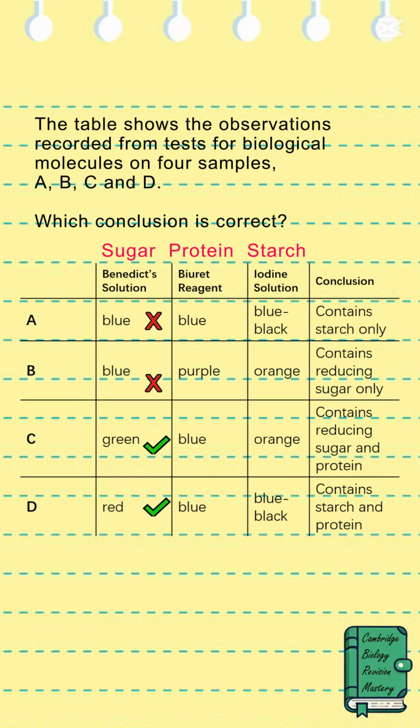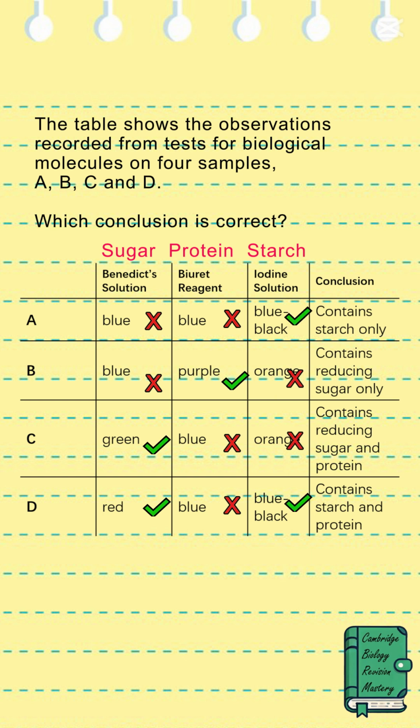For the Biuret test, which tests for protein, it starts as blue and turns purple in the presence of protein, so we can tick and cross for that column. And then the next column is the iodine test, which starts as an orange or brown colour and turns blue or black in the presence of starch.